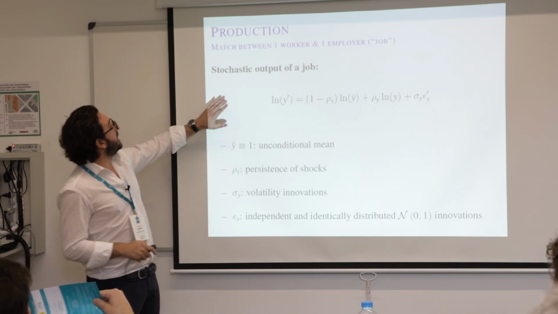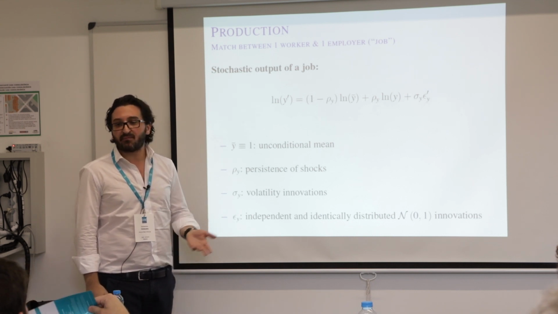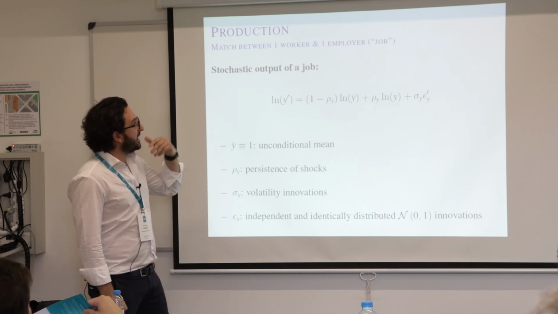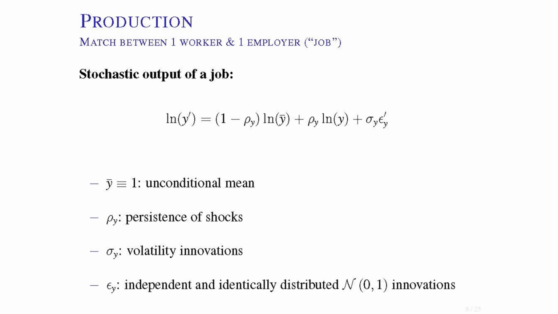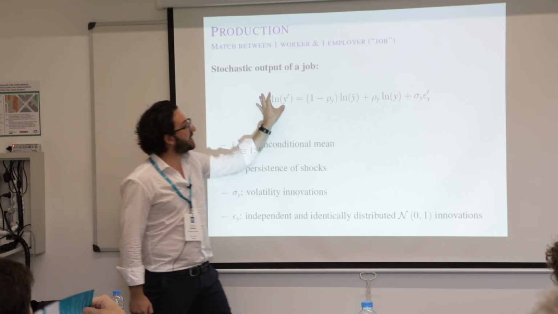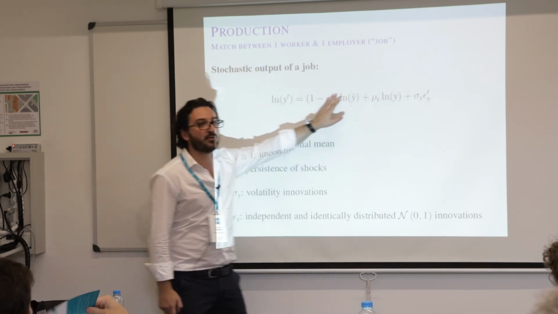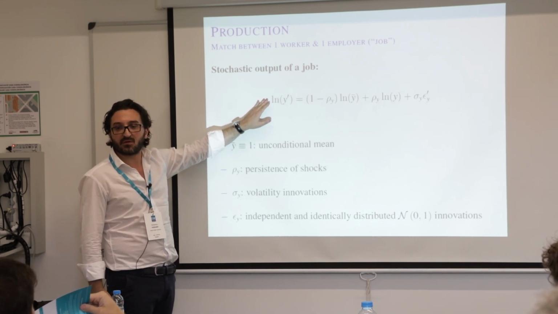Okay, so the production, the usual assumption, is that you need a match between one worker and one employer to produce output. Upon the formation of this match, output is Y, and output follows an AR1 process in logs. This is going to be the driving force of business cycles. A stochastic variation in Y, the output of a job, is going to induce recession and expansion. We assume that this process is symmetric, and then we see how far we can go through the model to generate the asymmetry, or the lack of it, that I was discussing at the beginning of the talk.